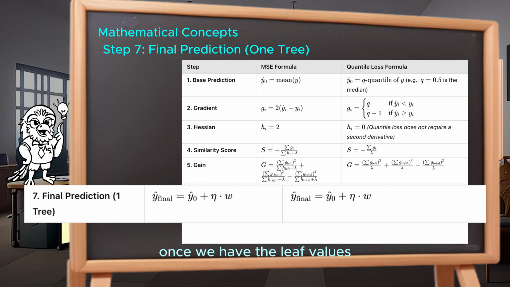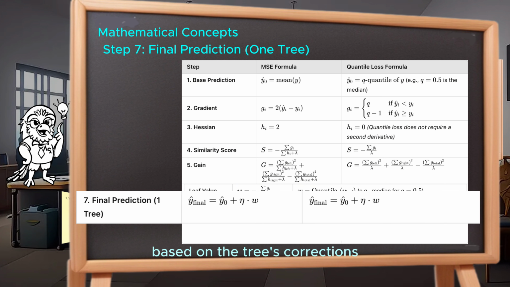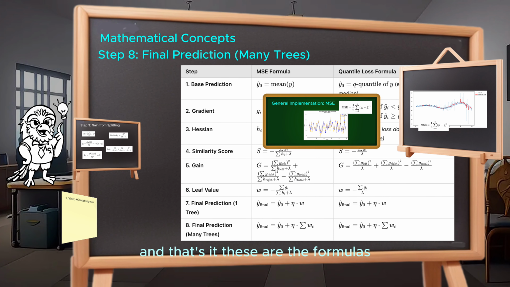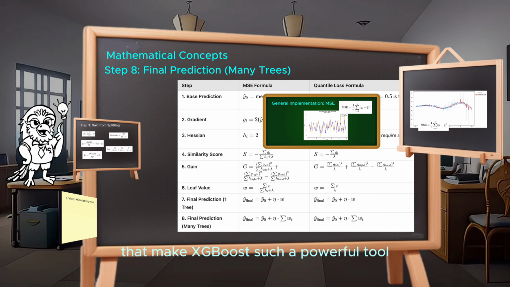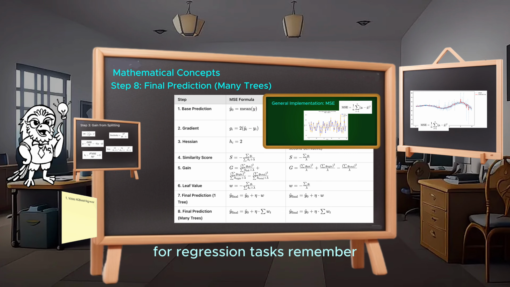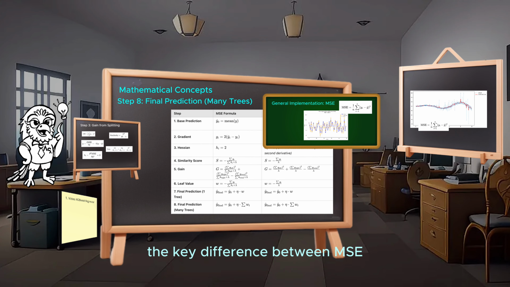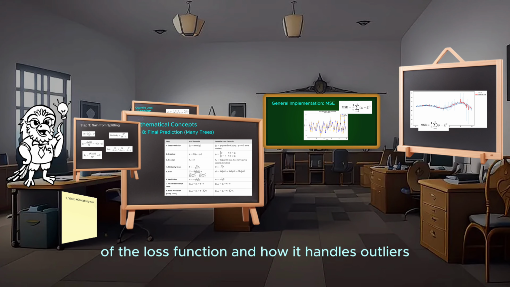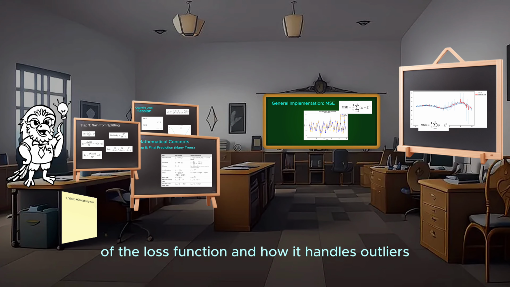Once we have the leaf values, we can compute the final prediction after one tree. Here, eta is the learning rate, which controls how much we adjust the predictions based on the tree's corrections. Finally, when we've built multiple trees, each tree adds its contribution, gradually improving the predictions. And that's it. These are the formulas that make XGBoost such a powerful tool for regression tasks. Remember, the key difference between MSE and quantile loss lies in the asymmetry of the loss function and how it handles outliers or skewed data.